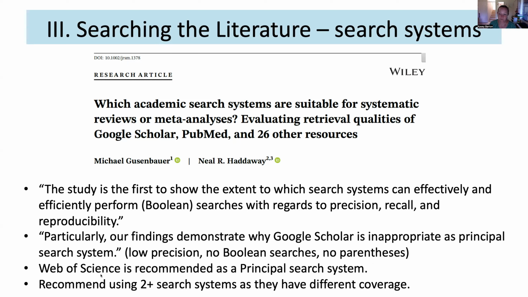Web of Science is robust and is a definite principal search system that's recommended. That's the one that I primarily use. Well, that's the one I always use. But one interesting recommendation is that there's different coverage across different search systems. So depending on your topic, Web of Science probably doesn't catch all the journals of interest. So they recommend using at least two, maybe more, different search systems for any meta-analysis or systematic review.